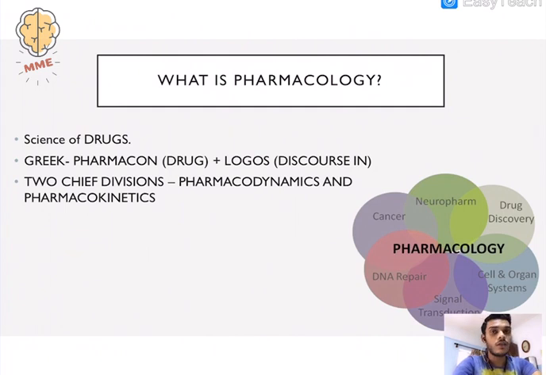So what is pharmacology? We all know pharmacology is that subject in our second year of which we're all afraid, right? And which makes us go to sleep very often. But is it really so boring? No, my friend, I promise you it is not. So pharmacology is the science of drugs. It is derived from two Greek terms. One is pharmakon, which means drug, and the other is logos, that is a discourse in or the study of. So pharmacology per se has two chief divisions. One is pharmacodynamics and the other is pharmacokinetics.